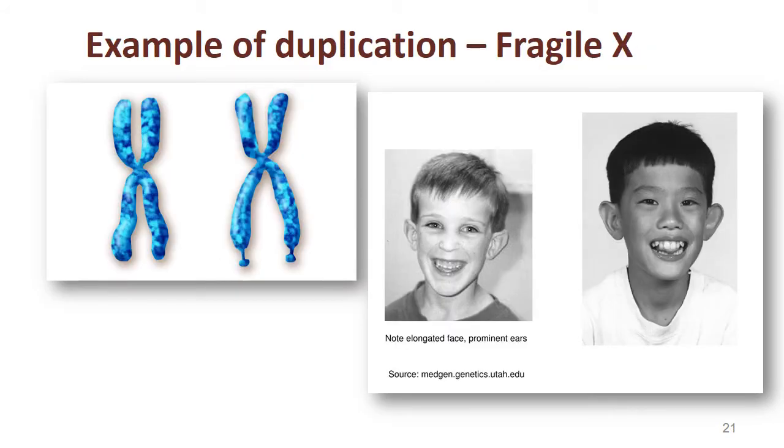Example of duplication, fragile X. The X chromosome of some people is unusually fragile at one tip, seen as hanging by a thread under a microscope. Most people have 29 repeats at this end of their X chromosome. Those with fragile X have over 700 repeats due to duplications. The syndrome affects 1 per 1,500 males and 1 per 2,500 females.